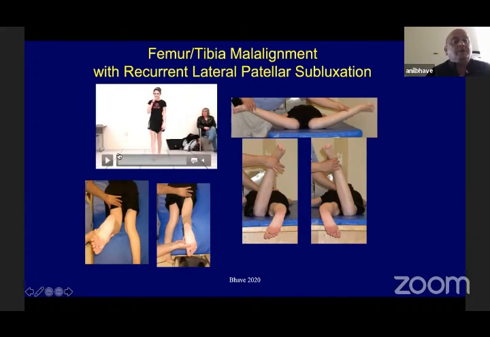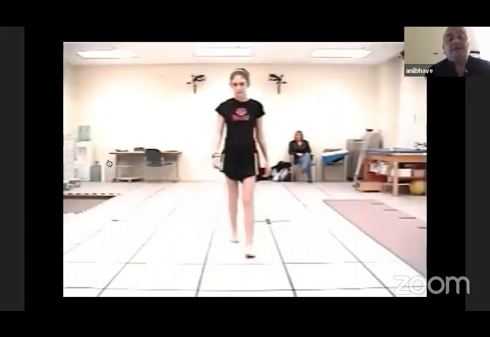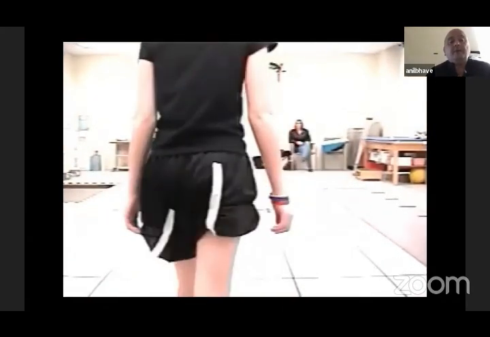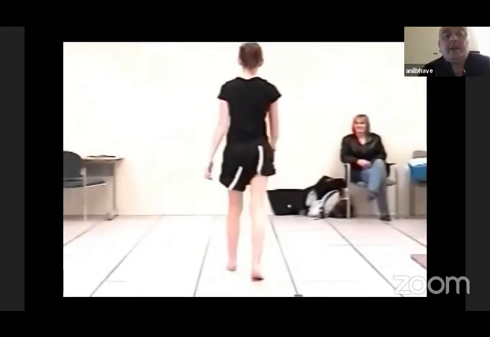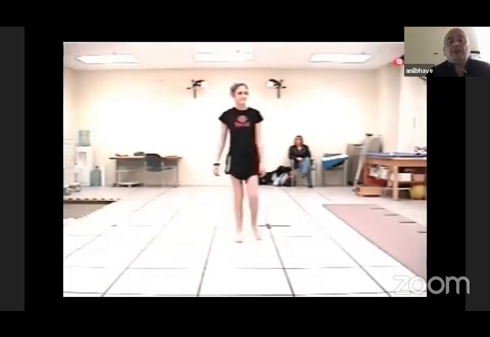Now I want you to focus on her left side. If you look carefully at the left, she buckles into what looks like a valgus, but it's not. It's a combination of internal rotation of the femur and external rotation of the tibia. Well, what's the result of that? She has a medial patellofemoral ligament (MPFL) strain. Every time she walks, she's stretching that medial patellofemoral ligament component.